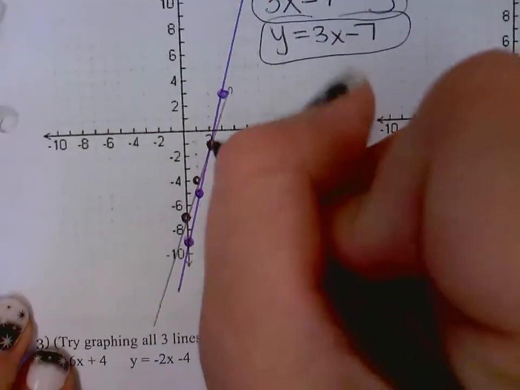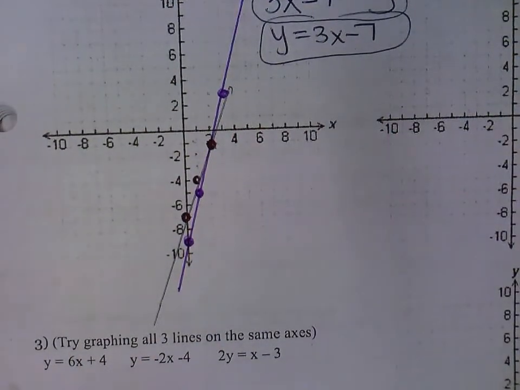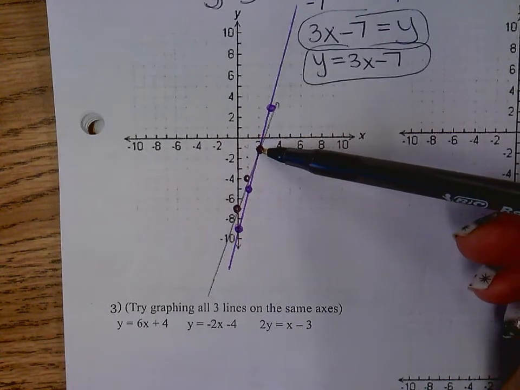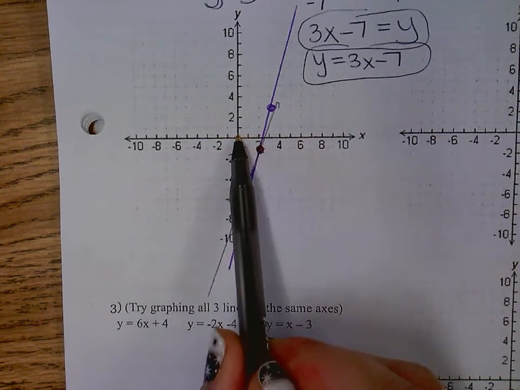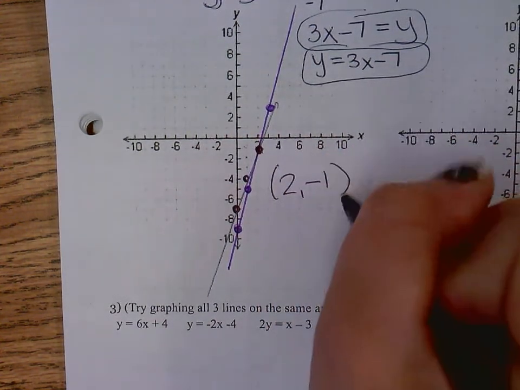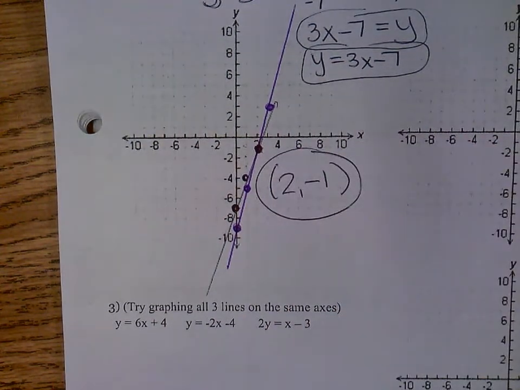Now, the most important thing is that you answer the question. What is this coordinate where they intersected? I'm at 2, -1. So make sure that you end the problem. Don't get all excited like you found the intersection point, moving on. Make sure you actually write what the solution is.